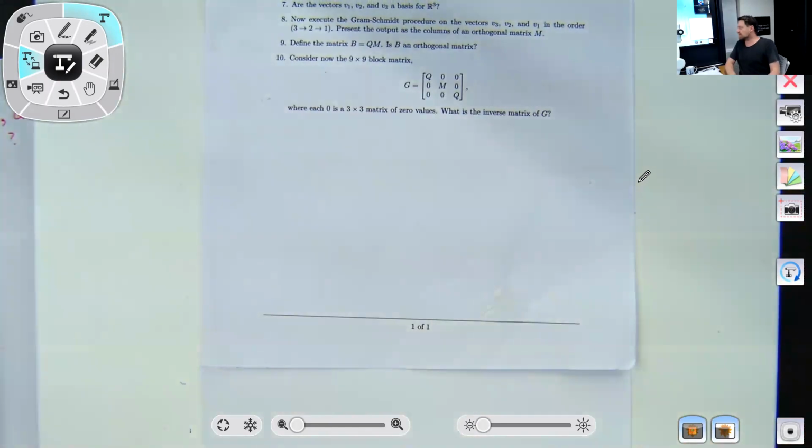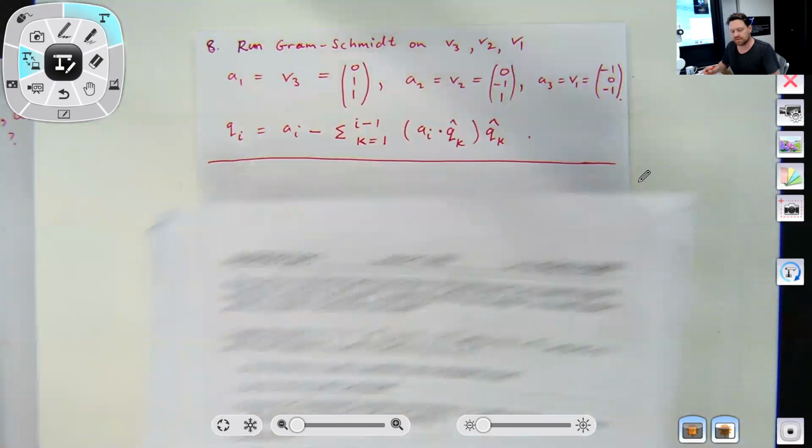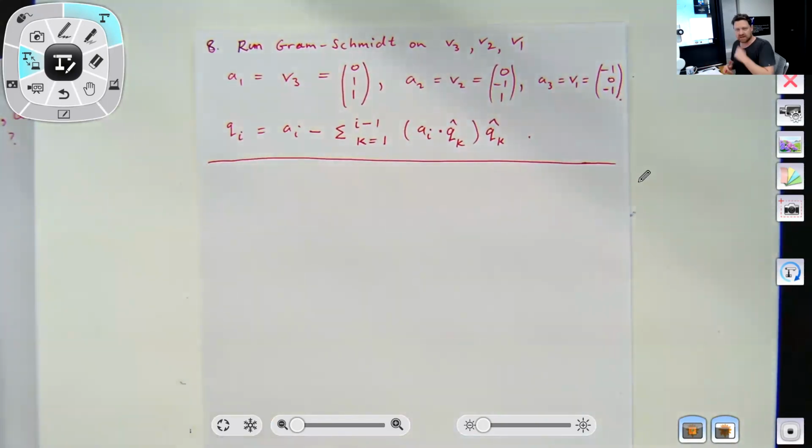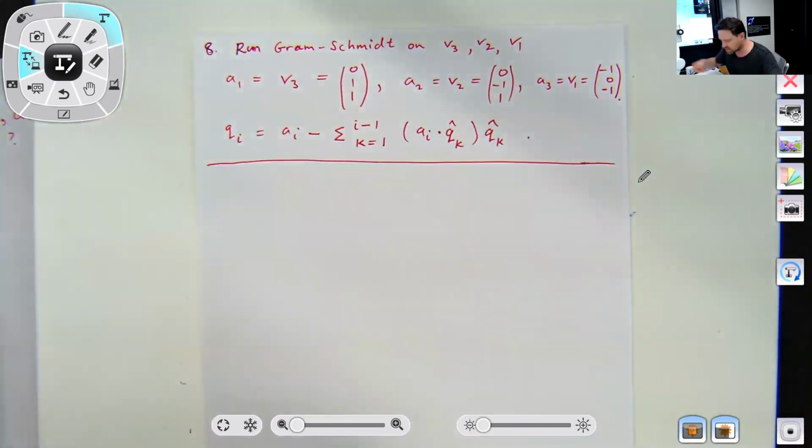So the first one we'll do together, question 8 says, now execute the Gram-Schmidt procedure on the vectors v3, v2, and v1 in that order. So in order 3, 2, 1. Present the output in columns of an orthogonal matrix M. Now I'm going to change the name of the letters, just for some reason I didn't want to use the letter M. So I've written this in my own way here. All right, so I say run Gram-Schmidt on these 3, but they're taken from above, just so you know, in the top here. And I've just written them as columns rather than rows transposed.